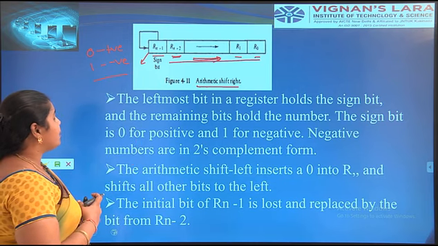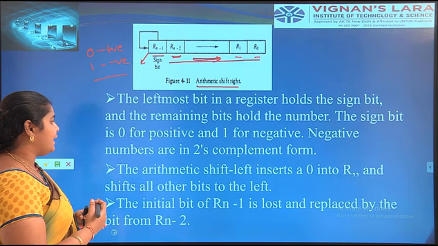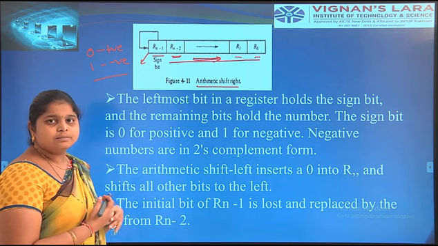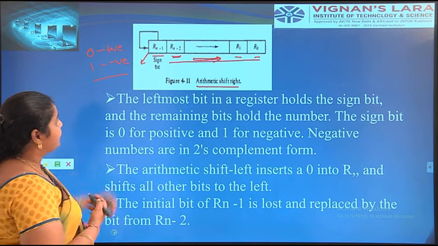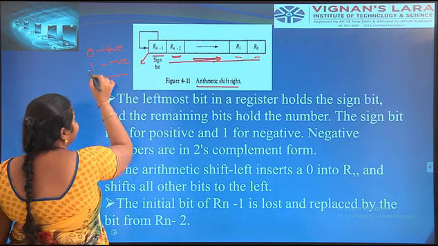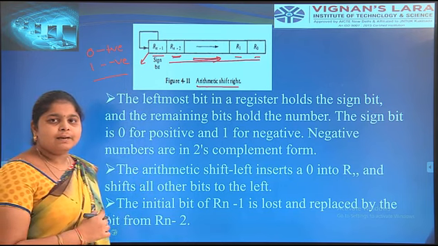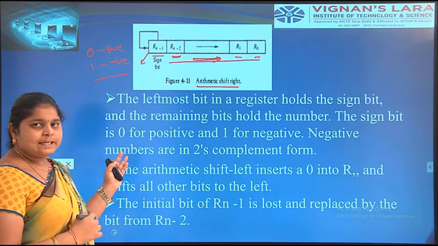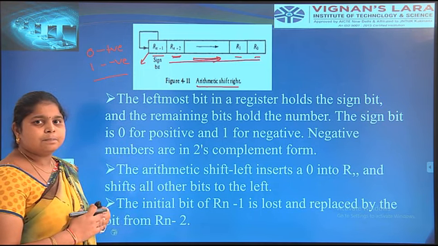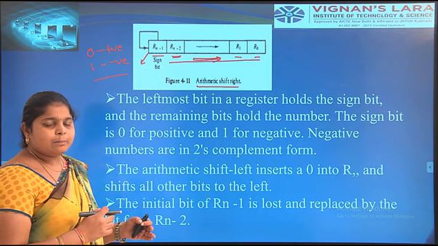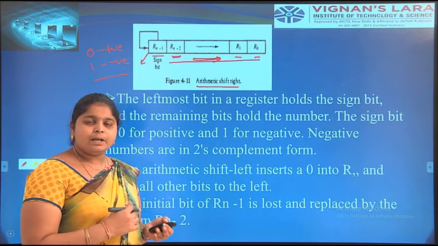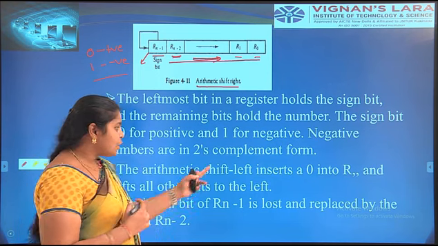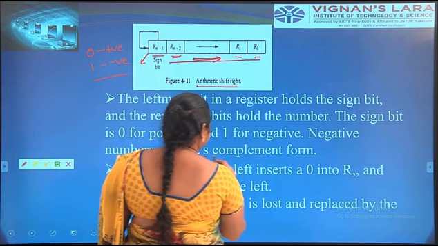For a negative number we have to place the number in 2's complement form. For a positive number there is no need to change. The signed bit has two values, 0 and 1. In the sign bit, 0 is a positive number and 1 is a negative number. For a positive number we need not change anything. For a negative number we have to place the number in 2's complement form.